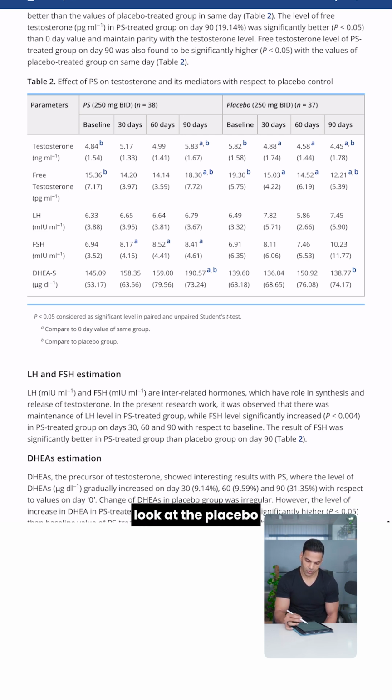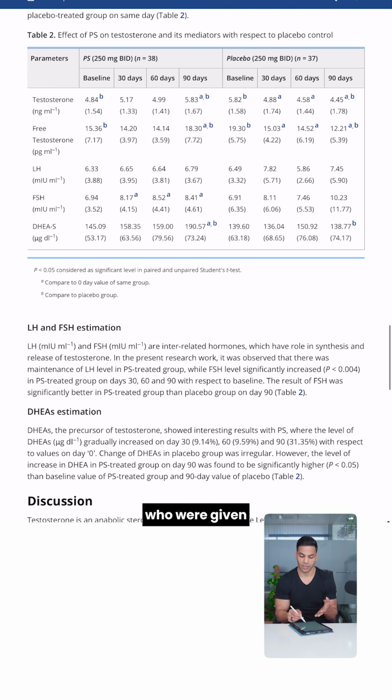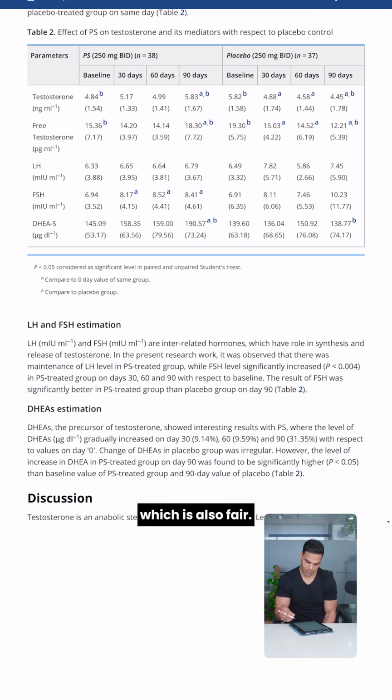And when you look at the placebo group, you see the baseline was 5.82 and it went down to 4.45. In a similar manner, the free testosterone levels were 19.3 and went down to actually 12.21. So it seems like the people who were consuming shilajit actually saw positive results in their testosterone and free testosterone levels, whereas the people who were given the placebo solution actually had a decline in their testosterone levels, right? So it seems like, wow, this data looks great. It's a double-blinded, placebo-controlled, randomized controlled trial, and then they did a t-test, which is also fair.